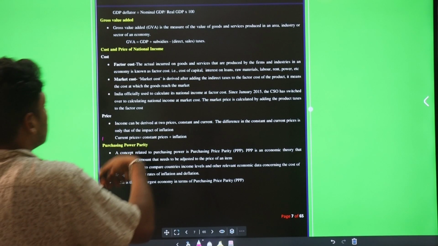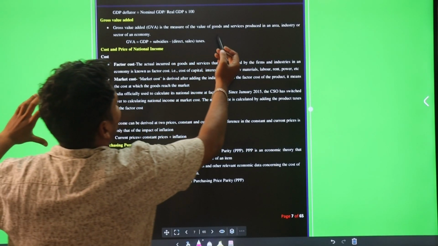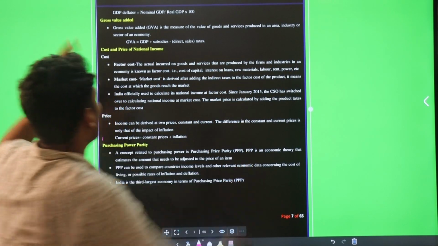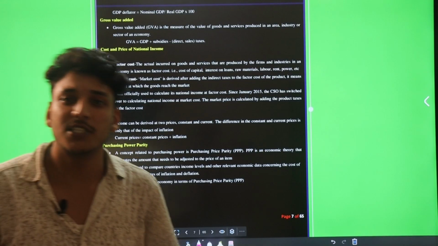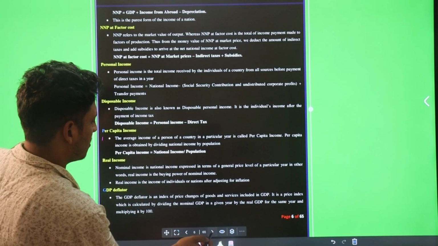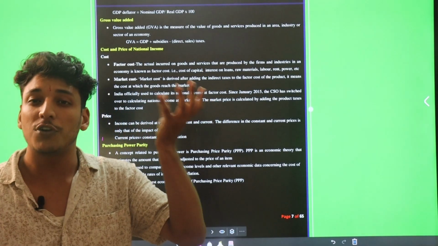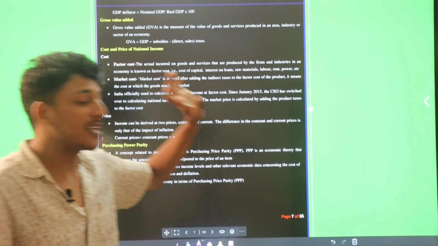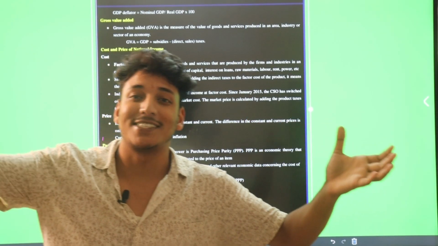Now we will talk about gross value added. Gross value added is the measure of the value of goods and services produced in an area, industry, or sector. Basically, gross value added is just like personal income. In personal income, that is the income of an individual without deducting tax. But in GVA, gross value added, it is the income of an industry or a particular area before deducting all taxes, basically.